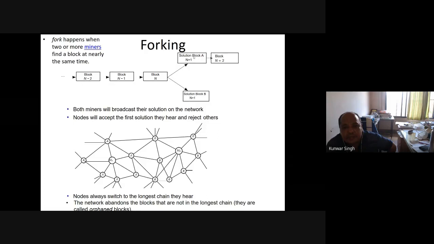Clear? Now, they will have two blocks. Forking will happen. Now which one? It has to be one way only. So blockchain is one way only. It cannot be forked. So what will happen next time?